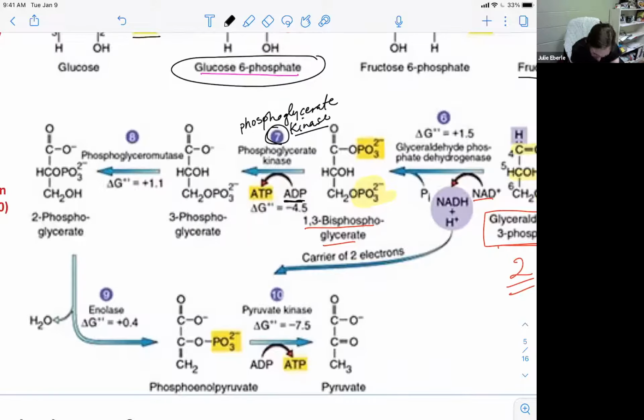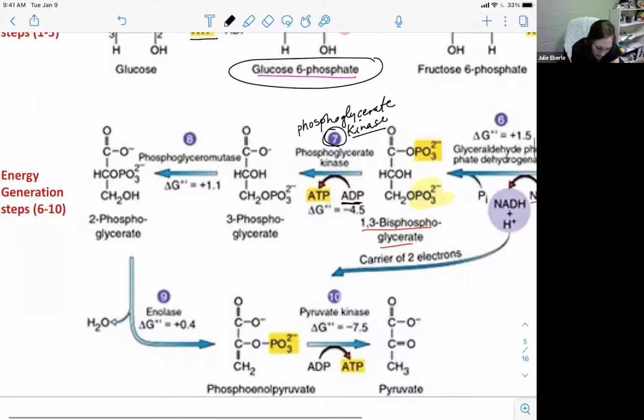You don't have to write these down. Then in step 8, we simply rearrange. We make another isomer of 3-phosphoglycerate, 2-phosphoglycerate. All we're doing is taking this phosphate group right here and moving it up to the next carbon. So we're just rearranging the molecule. That's step 8. Nothing really significant there.